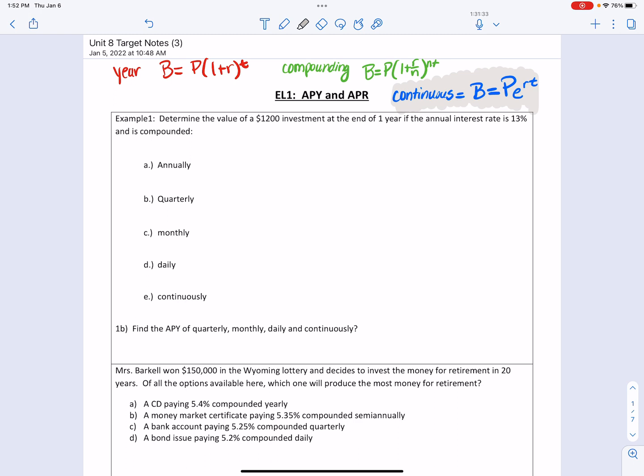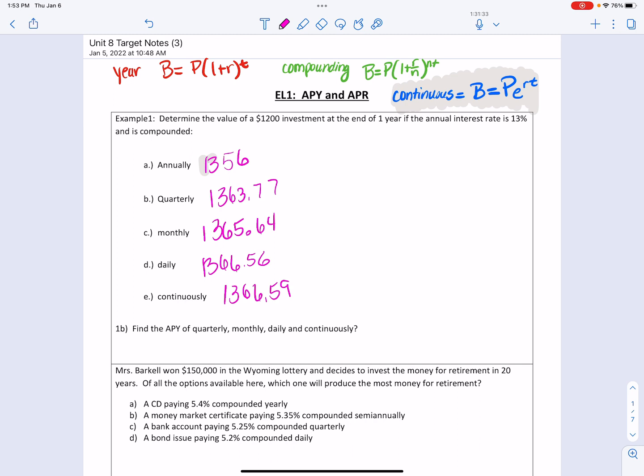Okay, so you should have gotten these, and I would see if you can make it match. Annual was 1356. Quarterly was 1363.77. Monthly was 1365.64. Daily was 1366.56. And then continuously was 1366.59. So it's just kind of leveling off around 1366.59.